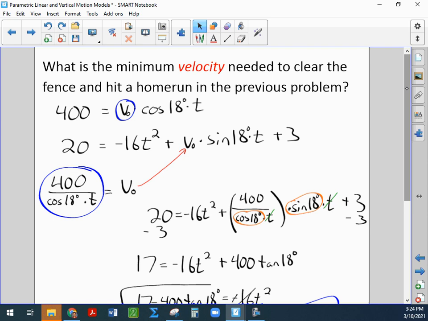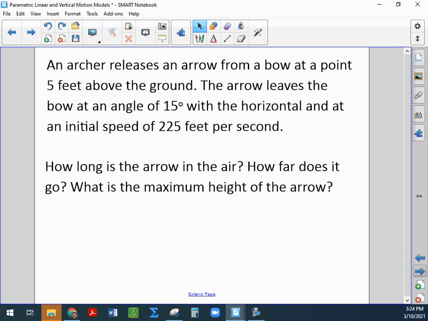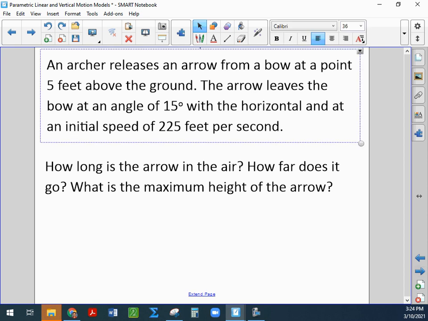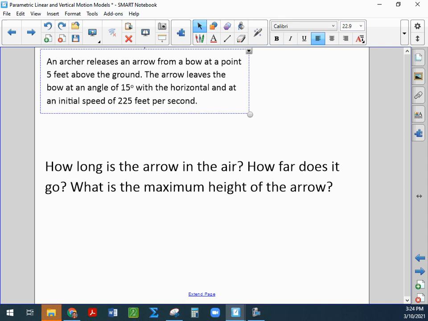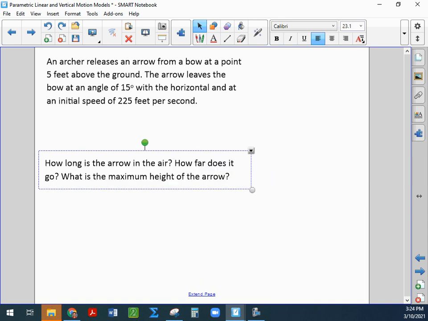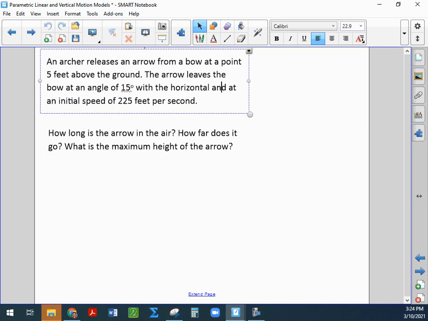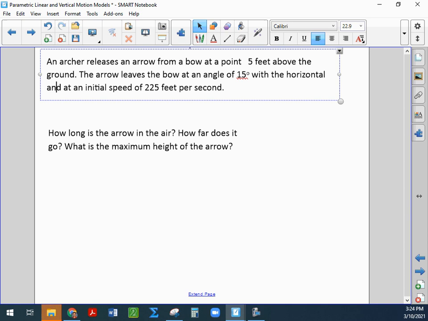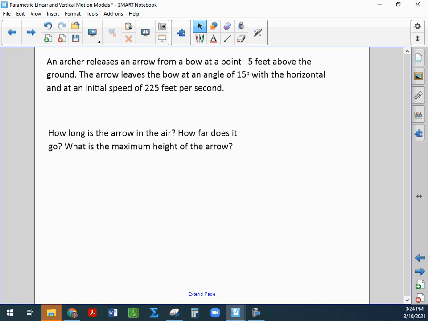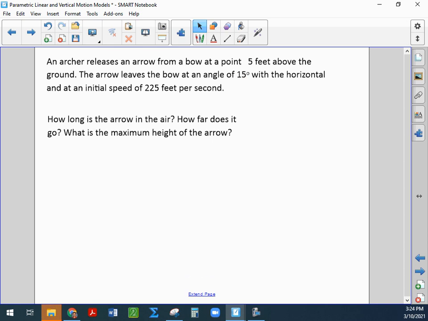And then the next example we're going to do, just keep it in one video. An archer releases an arrow from a bow at a point 5 feet above the ground. The arrow leaves the bow at an angle of 15 degrees with the horizontal and has an initial speed of 25 feet per second. How long is the arrow in the air? How far does it go? What's the maximum height? So answer all the things.